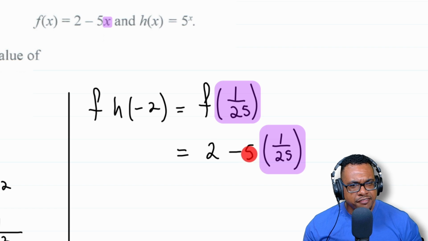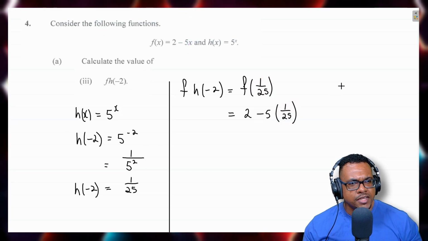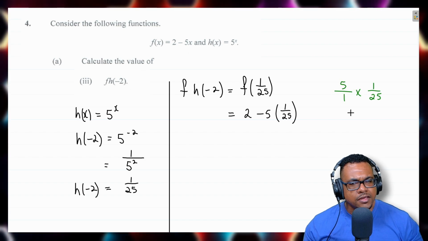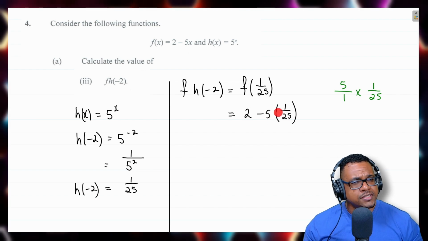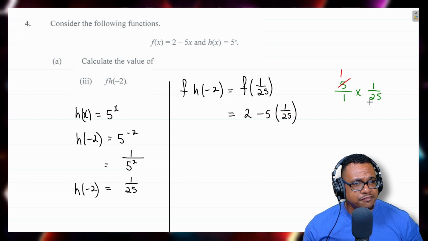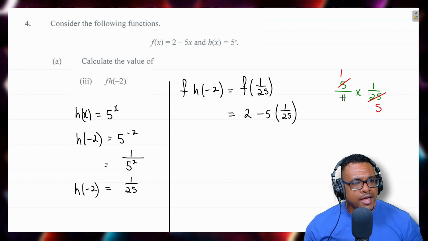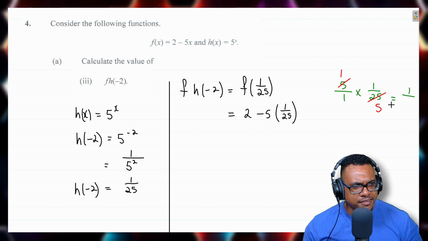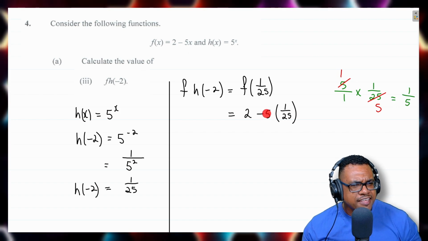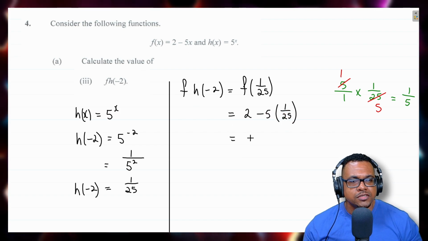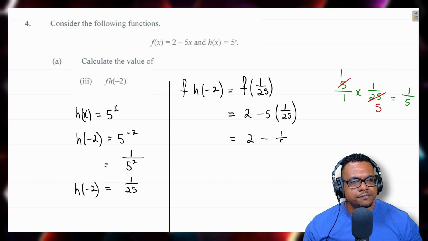Now we should know this is 5 over 1 multiplied by 1 over 25. I'll just work that out here. I could have worked this out right away, but I want to show it so everything is clear. 5 into 5 is 1, and 5 into 25 is 5. And if we multiply across, 1 by 1 is 1, and 1 by 5 is 5. So this 5 multiplied by 1 over 25 works out to be 1/5. So this will be equal to 2 take away 1/5.